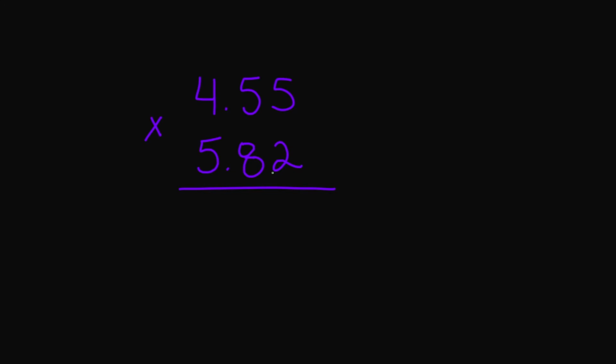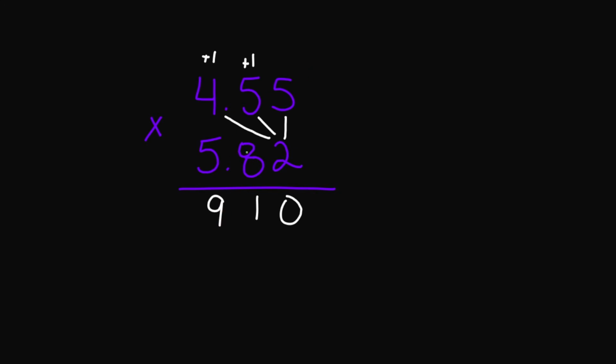So next we have 4.55 times 5.82. I'm going to start multiplying 2 times 5. That's going to be 10. Write my 0, carry the 1. 2 times 5 is 10, plus 1 is 11. Write my 1, carry the other 1. And then we have 2 times 4, that's 8, plus 1 more is going to be 9. So I'm going to write a 9 here.